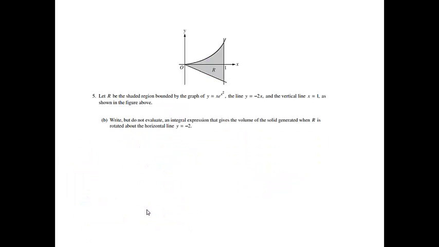Okay, part B, write but do not evaluate an integral expression that gives the volume of the solid generated when R is rotated about the horizontal line y equals negative 2. So y equals negative 2 is somewhere down here. This is a horizontal axis of revolution, so we are going to be using the washer method. And if you recall, the washer's volume equals pi, an x value to an x value, so it will go 0 to 1, the outer radius squared minus the inner radius squared.